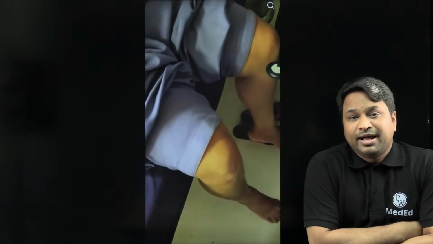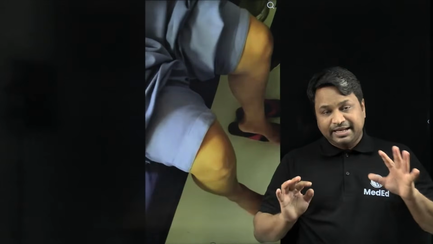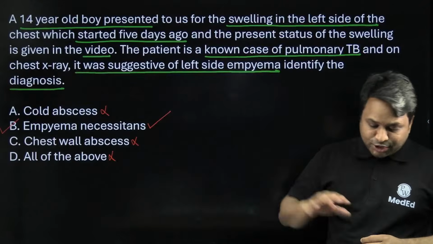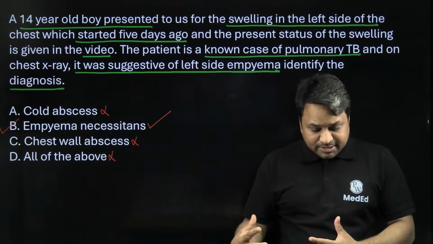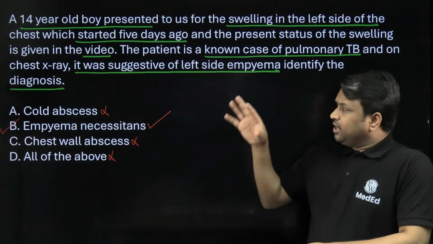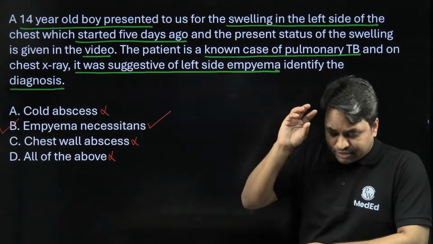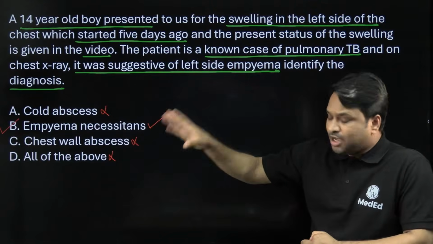You can see I've tapped it and there is a sudden jerk at the hip, and this is called Hannington-Kiff sign positive, seen in obturator hernia. Next question, I have a 14-year-old boy with swelling in the left side of the chest, which started 5 days ago, and the patient's swelling was given in the video. History of pulmonary tuberculosis, X-ray was suggestive of empyema, and we have the options: cold abscess, empyema necessitans, and subcutaneous abscess, all of the above.